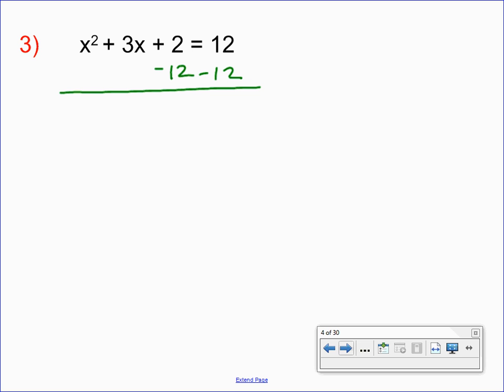But first, let's try factoring. So let's see if factoring works. Rewrite in standard form, x squared plus 3x minus 10 equals 0. I've got the standard form, everything on one side set equals 0. Let's try to factor.